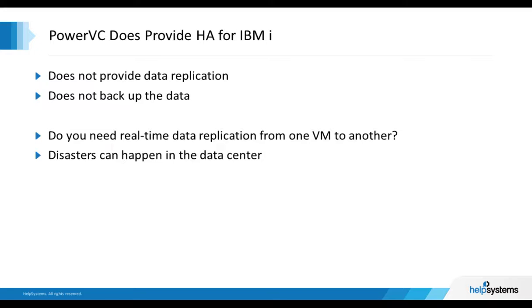So what Power VC does provide HA for IBM i? Well, it does not provide data replication, and it does not back up the data. You still need to think about real-time data replication, whether it's hardware or software-based. And disasters can come to the data center where you're running this entire footprint. God forbid you have a power failure and haven't tested your generator. I mean, there's all kinds of things that can cause problems.